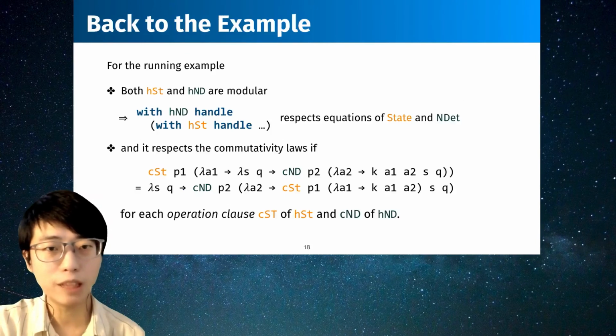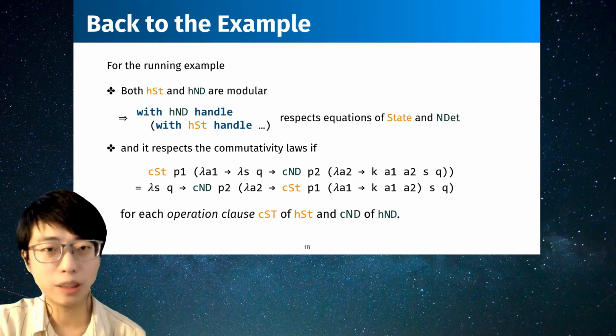So for the motivating example we talked about earlier, both the handlers for state and non-determinism are modular handlers. Thus, we immediately know the composite handler respects all the equations from the theory of state and non-determinism because HST and HND respect them. And the result in this paper tells us for the composite handler to respect the commutativity equations of stateful and non-deterministic operations, it is sufficient to show this equality holds for each operation of state and non-determinism.